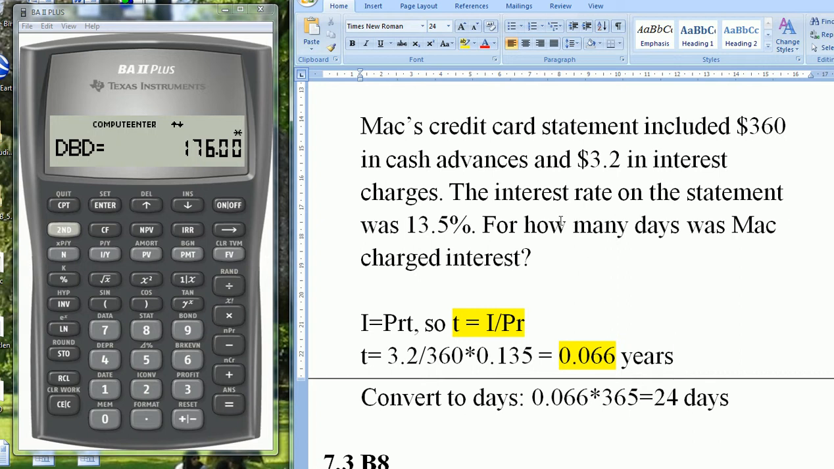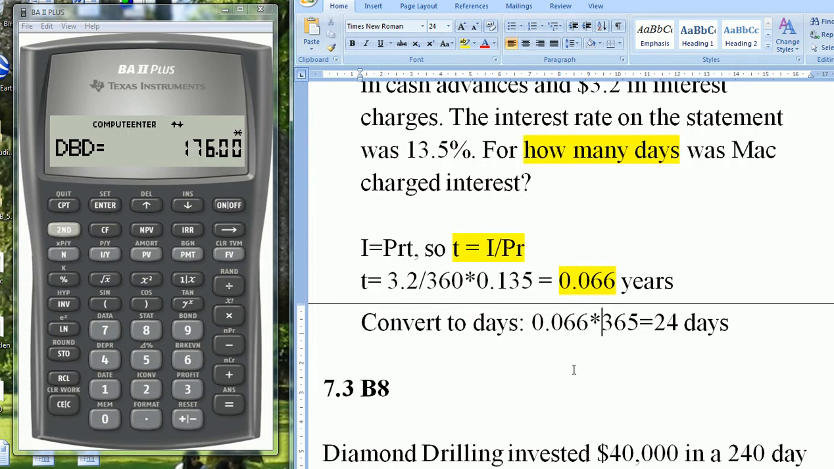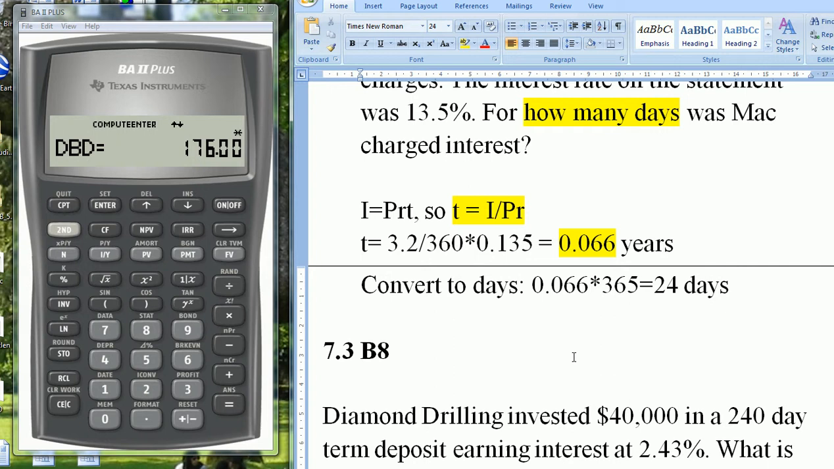And the question says, for how many days? For how many days? So we need to multiply 0.066 by 365 to get it into days. So the answer will be 24 days.